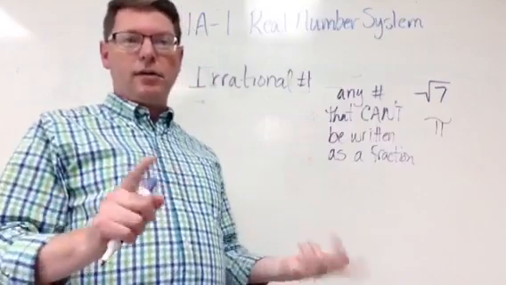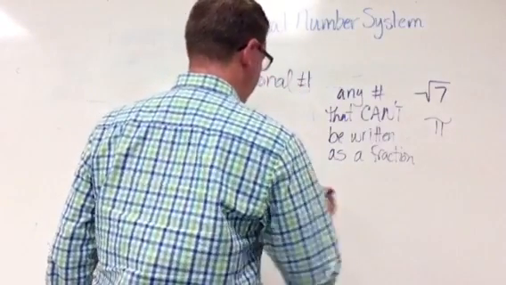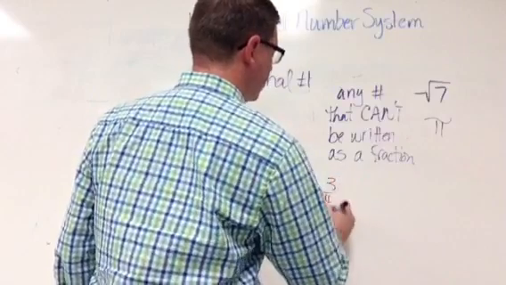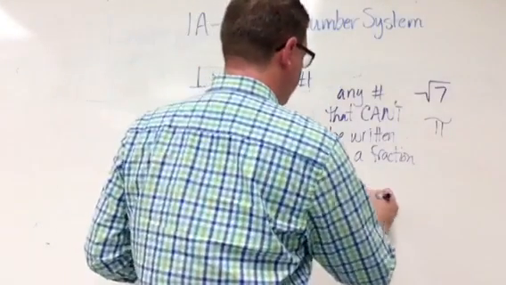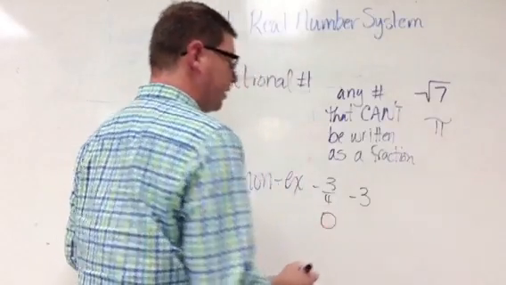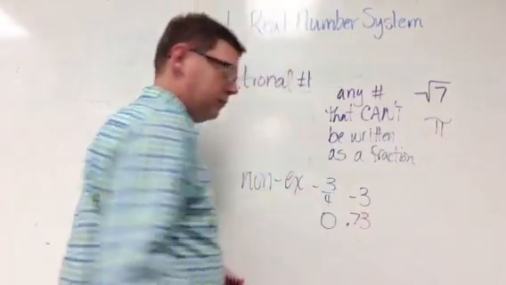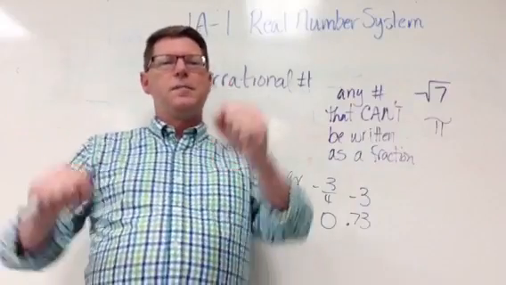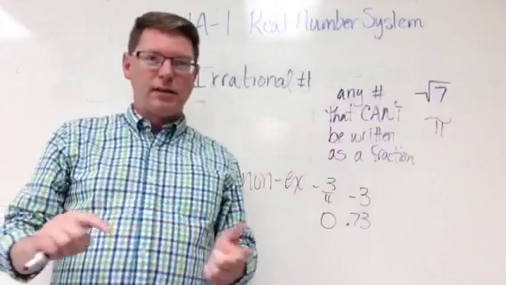Now the non-examples are going to look like all the other kinds of numbers. Okay? So for a non-example, we could have negative 3/4. It can be written as a fraction, so it can't be irrational. We could also have negative 3. Or we could have 0. Or we could have 0.73. All of those are not irrational because they can be written as a fraction.